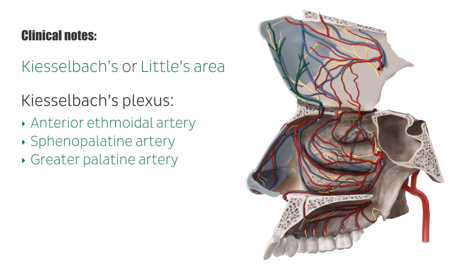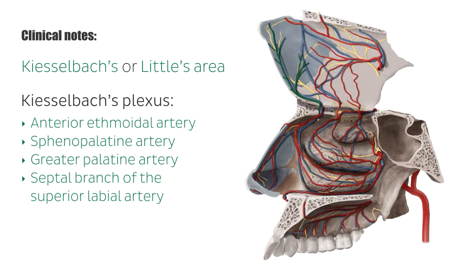The 4th artery, which makes up this plexus, is a small branch of the superior labial artery, known as the septal branch of the superior labial artery. This plexus is clinically relevant because the majority of anterior nosebleeds arise from it. Nosebleeds are often referred to clinically as epistaxis. In anterior bleeds, the blood will usually run out of the nose, whereas posterior bleeds, which are commonly due to the maxillary artery, will run down the throat.